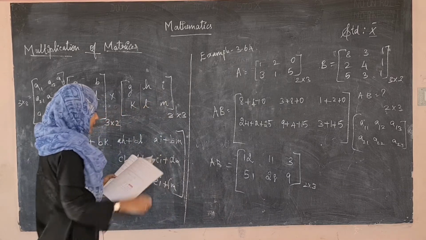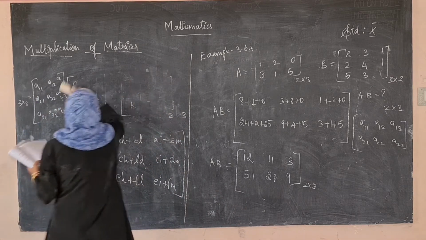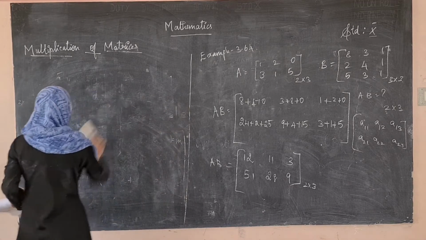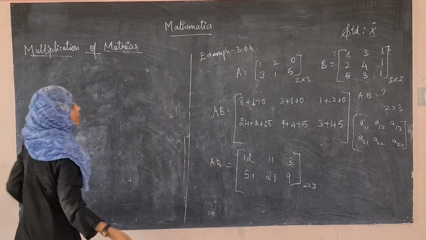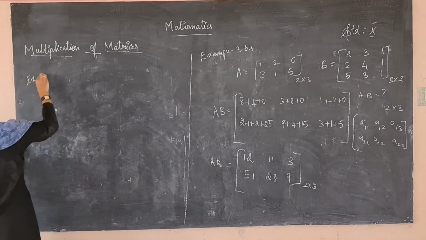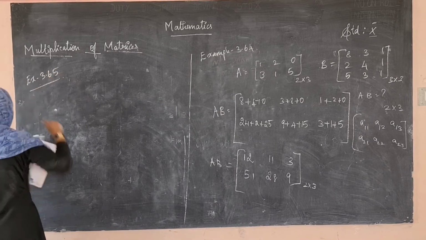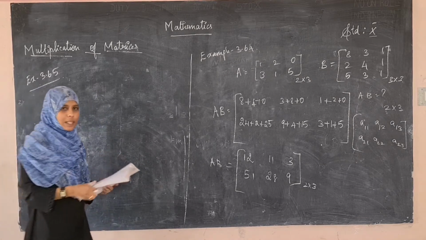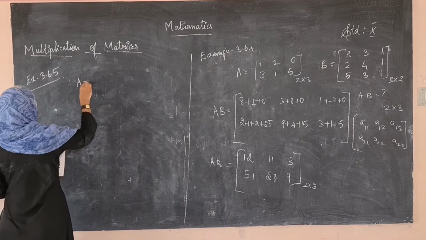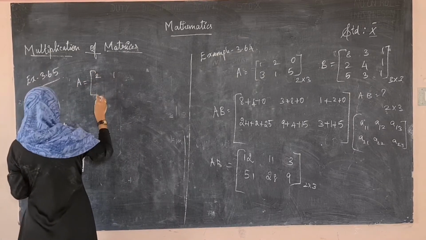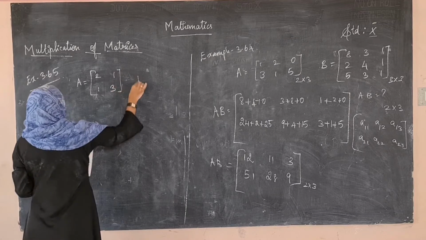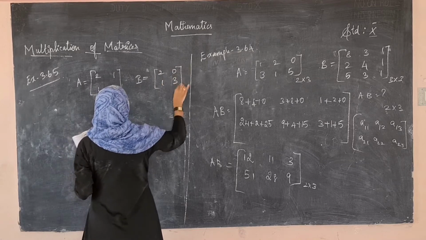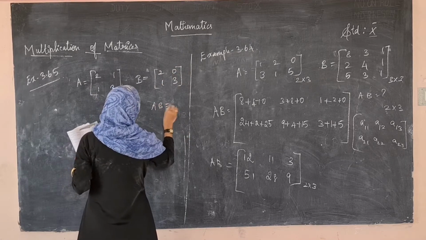Okay, now let us see the next example, 3.65. What they have asked is, they have given two matrices A and B. We have to find AB and BA and check whether AB is equal to BA. Okay, what are the matrices they have given? A is equal to 2, 1, 1, 3. B is equal to 2, 0, 1, 3.